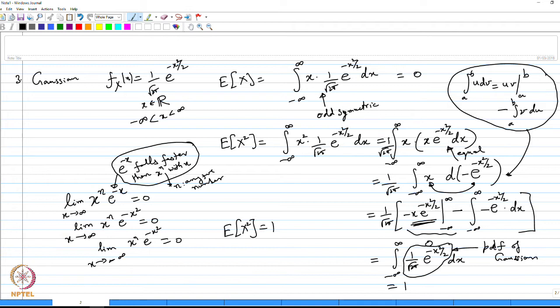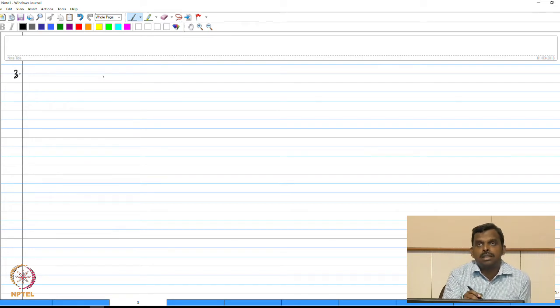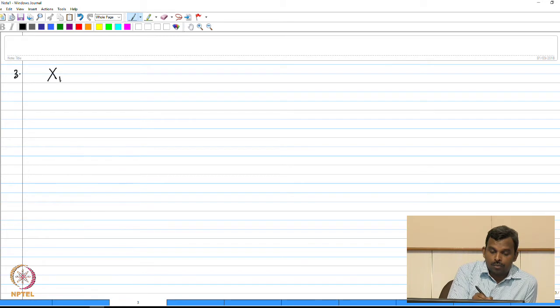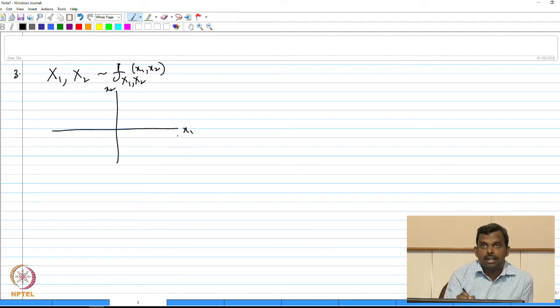The next important thing to remember in calculations is that quite often you'll have calculations involving multiple random variables. I just want to give one example of how to do that. Let's say you have x1 and x2 having some joint PMF f(x1, x2). The way I like to picture this usually is I draw a two-dimensional plot, x1 and x2, and then draw the region of support.